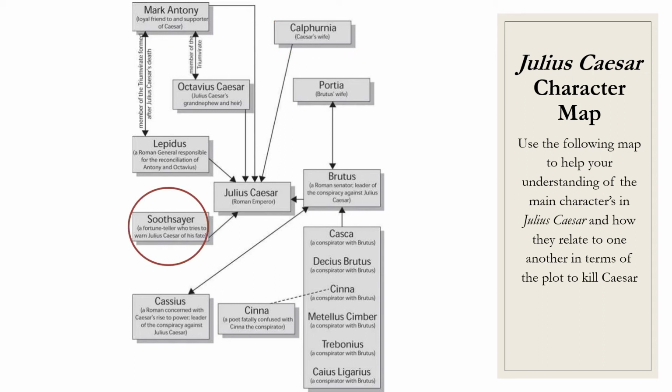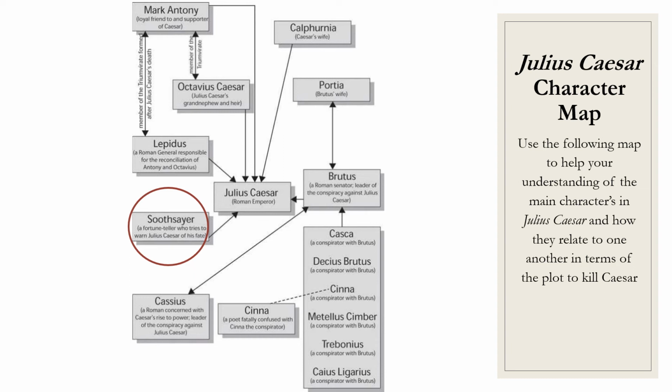We're then introduced to lesser characters in the play, not because they are lesser in terms of their status necessarily, but because they do not play central or very large roles in the play. And first we have the soothsayer, and he is going to appear very early on in the play, and he is going to warn Caesar about the Ides of March.